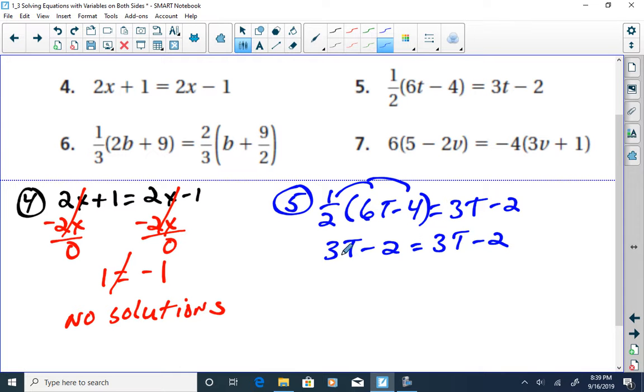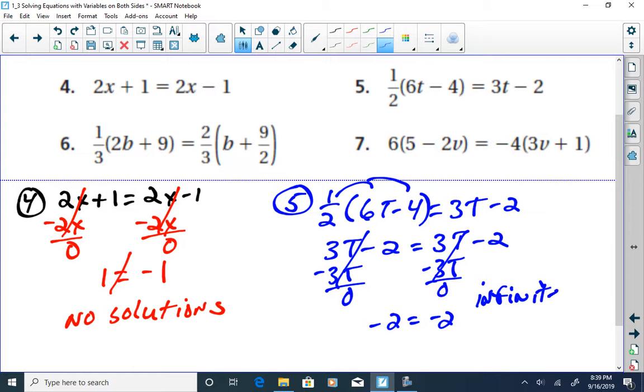And it's at this stage most students are going to recognize that this is an example of infinite solutions, because I have the same exact thing on the right side of the equation as I do on the left side. I have the same expression, 3t minus 2, on the left side as I do on the right. However, if we go ahead and remove those variables, that's going to be 0. We're left with negative 2 on the left side of the equation, and negative 2 on the right side of the equation, and that's an example of infinite solutions.